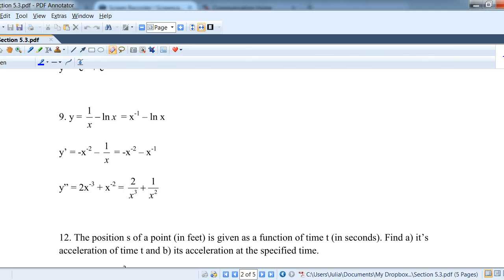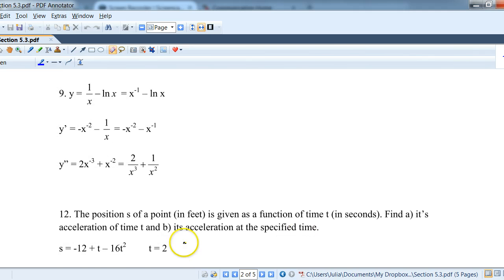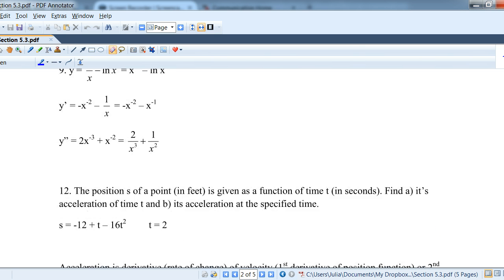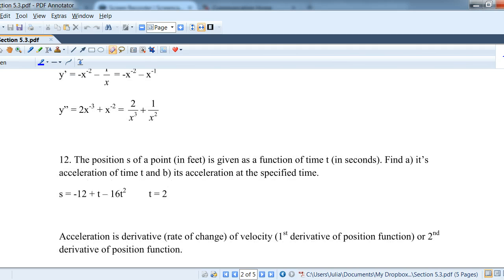Now let's practice with some applications. For example, acceleration, that's a common one, but we'll see some business ones in just a little bit too. Let's say the position s, which is basically distance, of a point in feet is given as a function of time t in seconds. Find a, its acceleration at time t, and b, its acceleration at the specified time. So we're given the position function, and t equals 2 seconds, and basically it's an application of the second derivative.